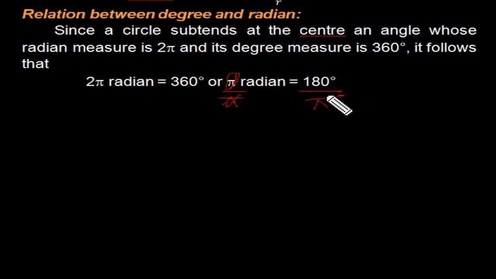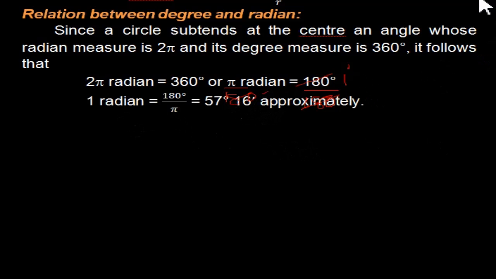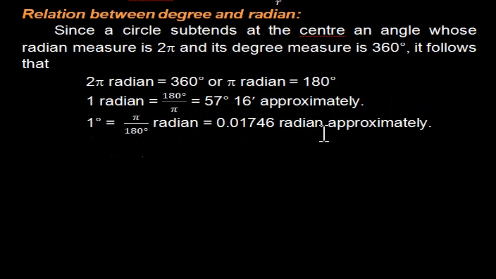Similarly, if I want 1 degree, what to do? I have to divide this by 180 degrees on both sides. When I divide 180 degrees by 180 degrees, it becomes 1 degree. Simultaneously, I have to divide this side also by 180 degrees. So 1 degree is equal to pi by 180 radian. This is what is given here. On substituting pi equal to 22 by 7 and on further division we will get these approximated values. Similarly we can get it for degrees also.